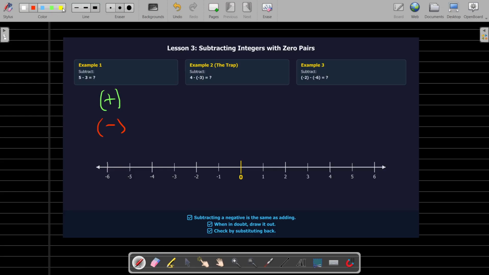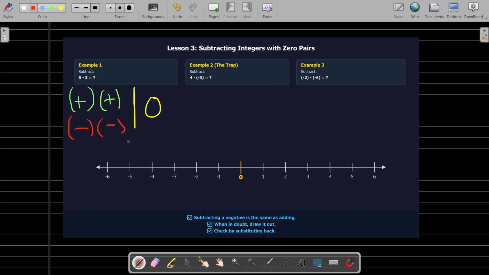We add them all together. We have 0. This pair is called a zero pair. It is worth nothing. You can add as many zero pairs as you want to any collection without changing the value. A demonstration of this would be 2 positive counters here, 2 negative counters. You're adding two apples, and you're removing 2 apples. This is going to be the key to the whole lesson.